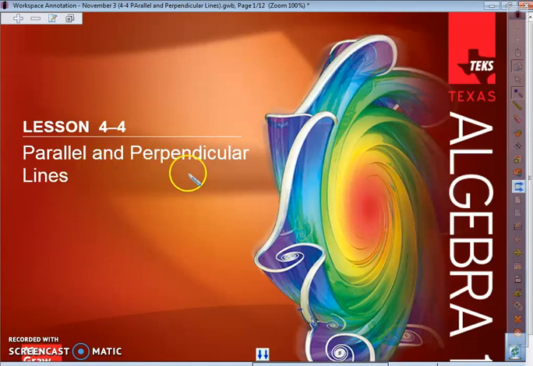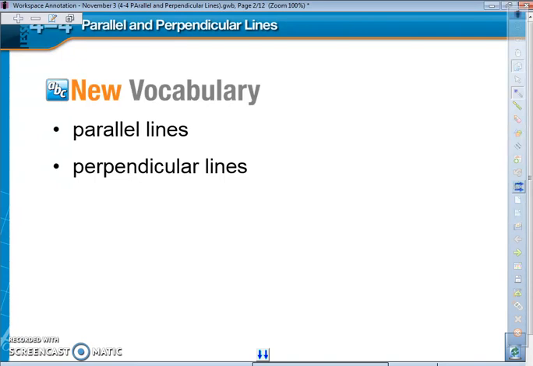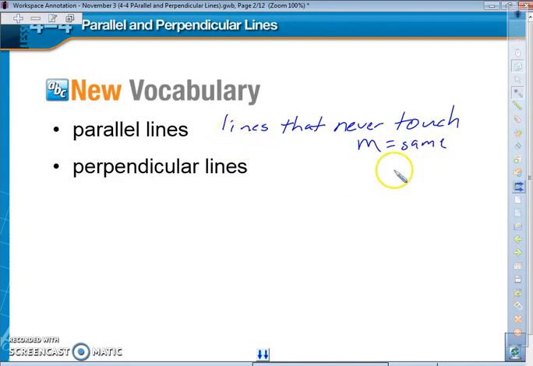Okay, so here we go. Parallel and perpendicular lines. Really kind of confusing, but we'll go over it and make sure we know it here. All right, parallel lines. These are lines that never touch. And in order for them to never touch, their slope is the same. Slope is the same for parallel lines.